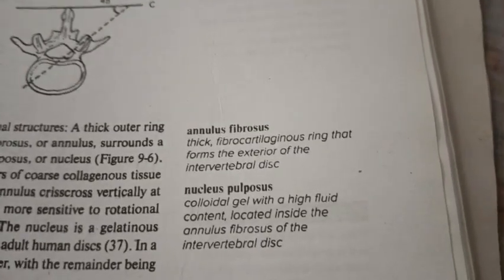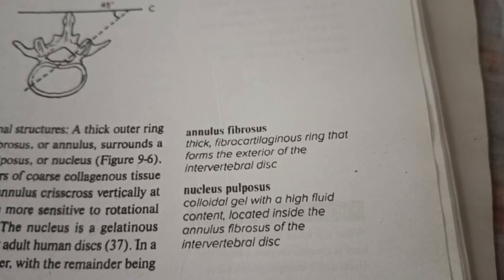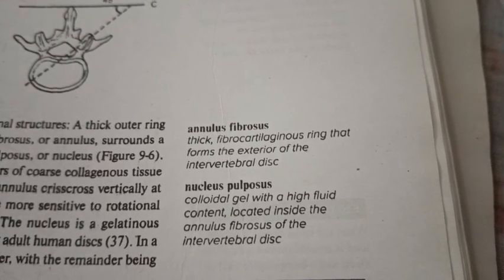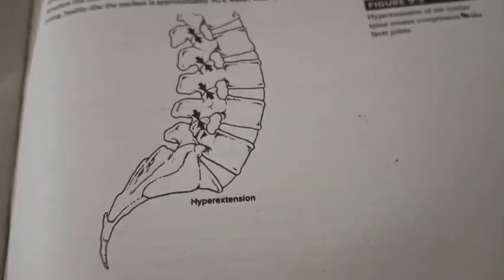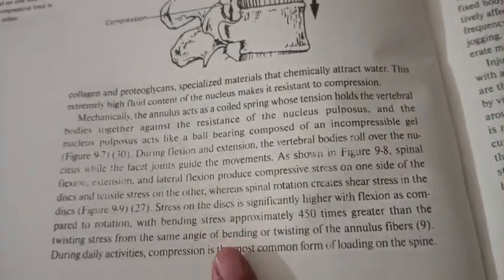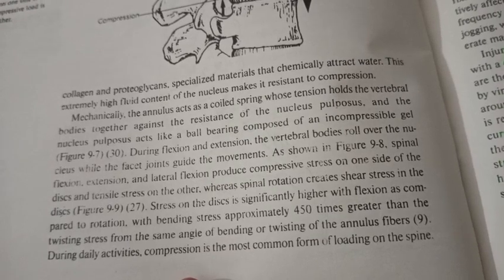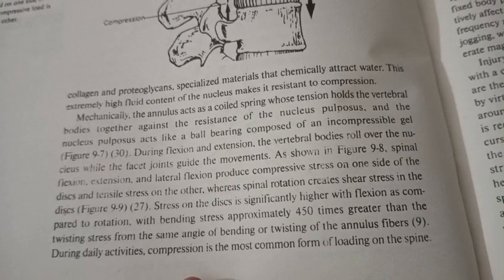The annulus fibrosus is a thick fibrocartilaginous ring that forms the exterior of the intervertebral disc. The nucleus pulposus is a colloidal gel with a high fluid content, located inside the annulus fibrosus of the intervertebral disc. Here you can see the hyperextension. Specialized material chemically attracts the water. This extremely high fluid content of the nucleus makes it resistant to compression.